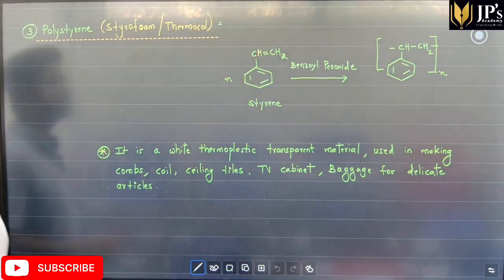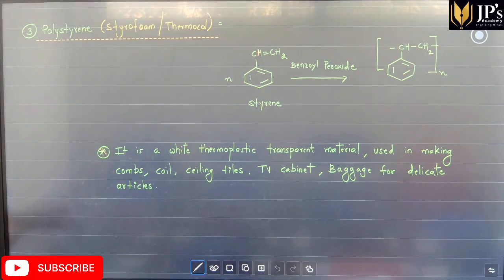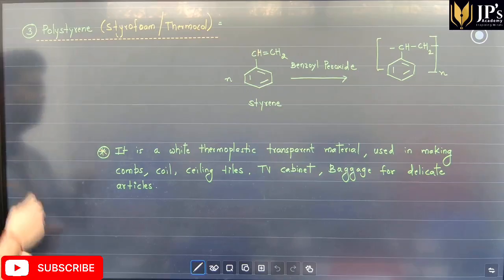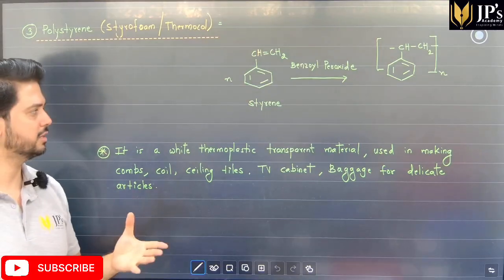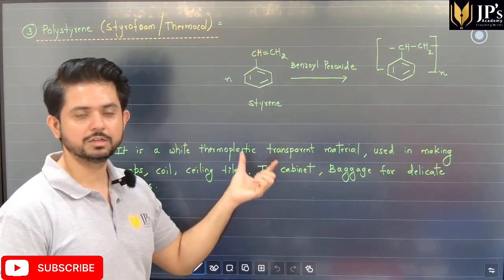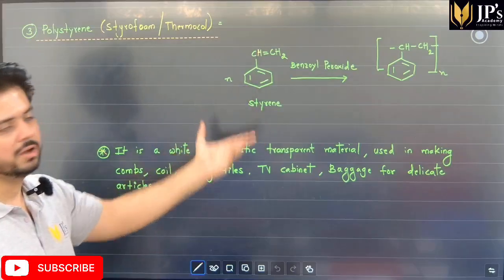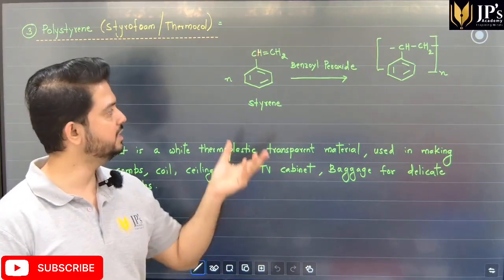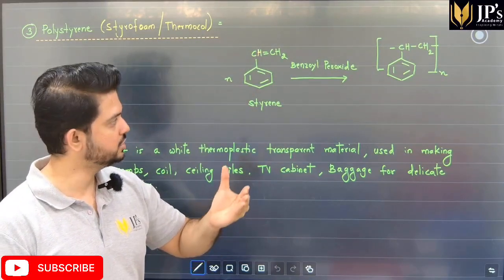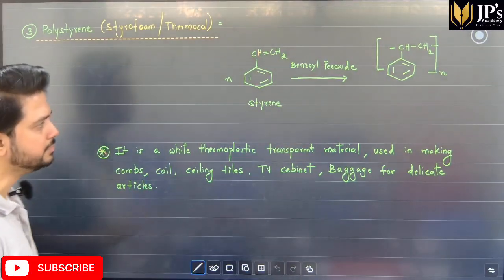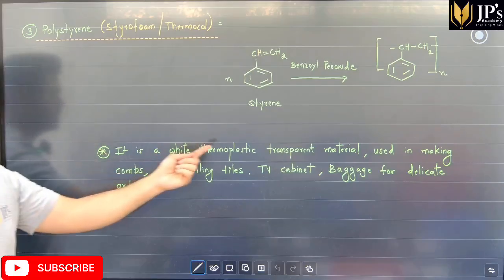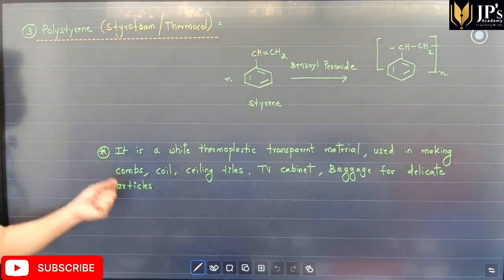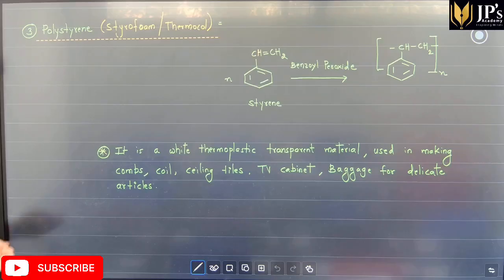Next, we have polystyrene, which I'm sure students have heard by the name Thermocol, and it is also called Styrofoam. Styrofoam is usually used in the US, I mean the nomenclature, and we usually call this Thermocol. Both, however, are the same. This is your monomer styrene, which is phenyl ethene. Benzoyl peroxide is your initiator, and this is your repeating unit, or that's your polymer. It's a white thermoplastic transparent material used in making combs, coils, ceiling tiles, TV cabinets, baggages, etc.